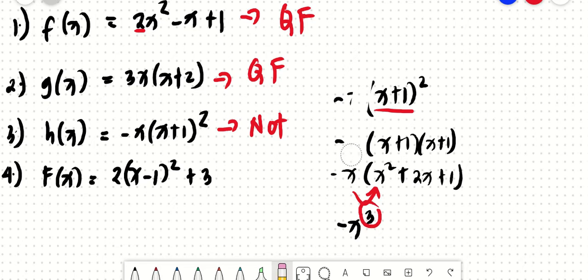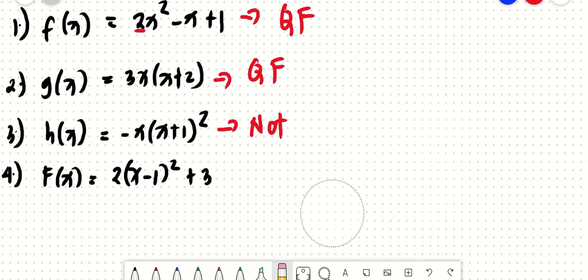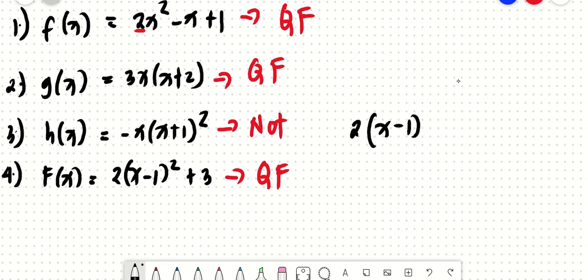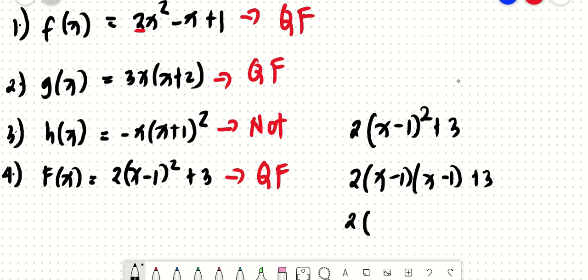Number 4, observe. f of x equals 2 times the quantity x minus 1 squared plus 3. Is it quadratic or not? Very good, it's a quadratic function. So, explain natin. 2 times x minus 1 raised to 2 plus 3. Same procedure. Expand lang natin ito, x minus 1 times x minus 1, using FOIL method. So, the result is x squared minus 2x plus 1, plus 3.